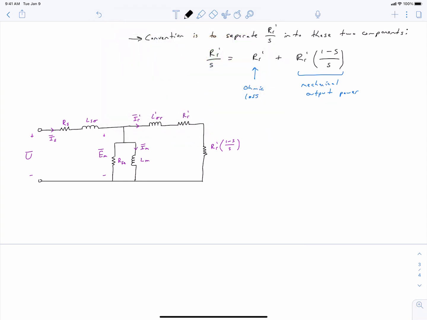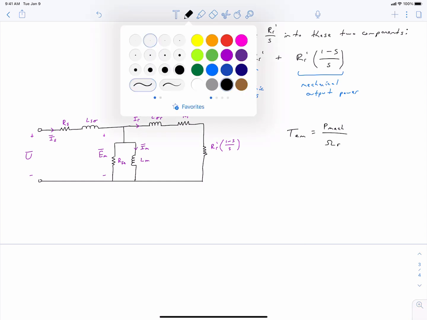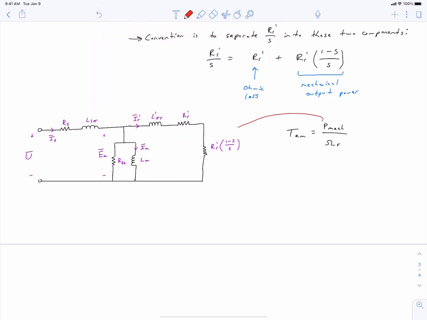We can make a couple comments here quickly. If you solve this circuit, you can figure out the torque emitted on your shaft, the electromechanical torque, as being your output power divided by your rotational speed. So the power consumed in this resistor here divided by the rotational speed. And if this is a three-phase circuit, this would just represent 1/3 of the total power.